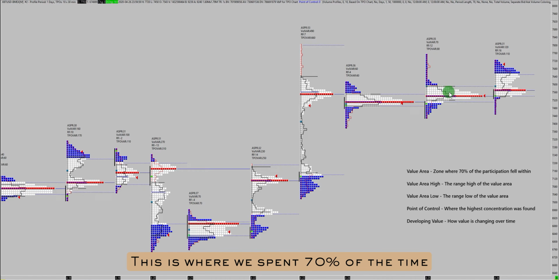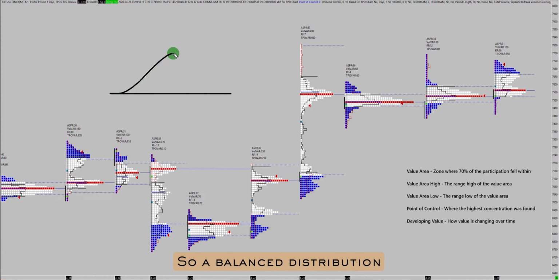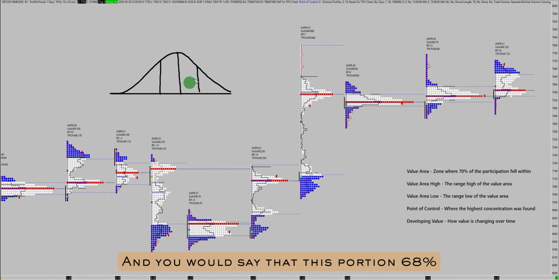This is where we spent 70% of the time, meaning if you fell within the structure, you fell within essentially as close to agreement as possible. So where 70% of the participation fell within, this is a zone. You could think of the value area like a normal Gaussian distribution, a balanced distribution. In this type of distribution, 68% of the values fall within one standard deviation of the mean. So a very balanced distribution, and you would say that this portion, 68%, in this case set up for this chart as 70%, would be the value area.